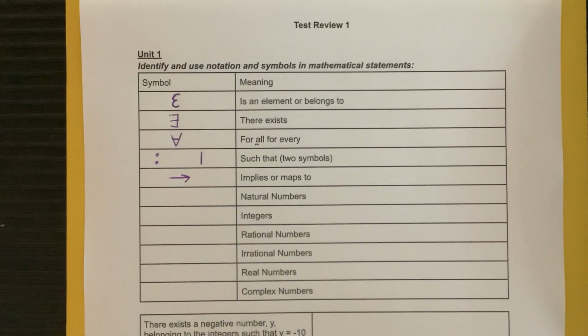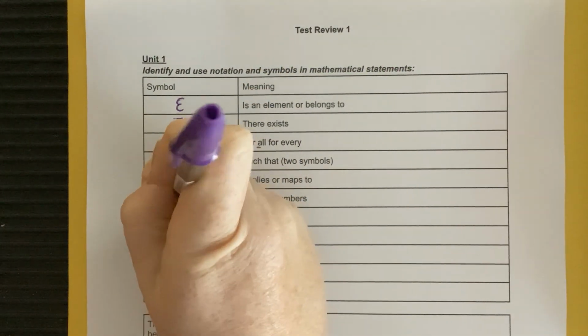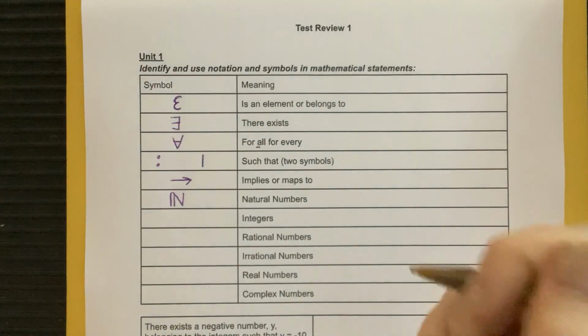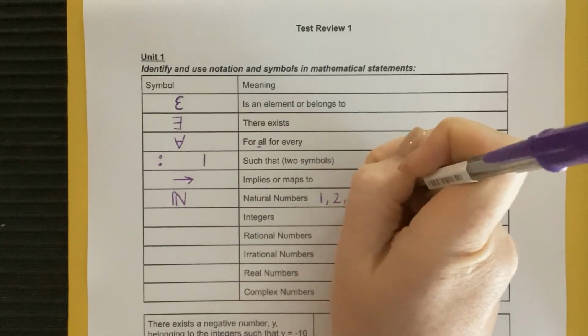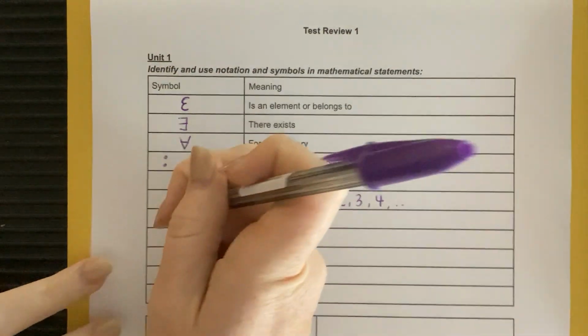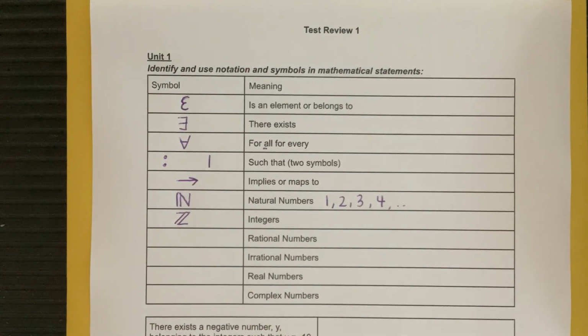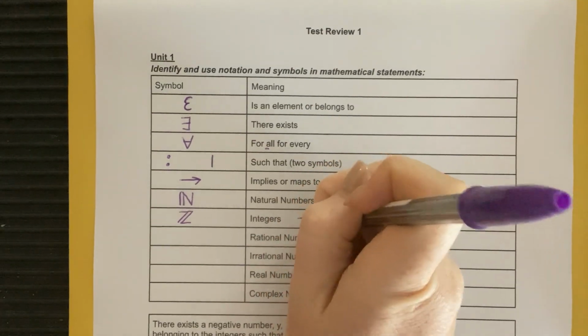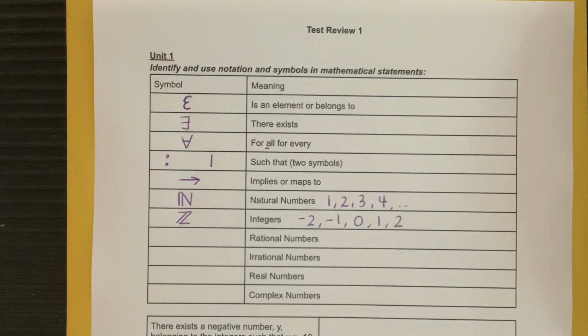So you have like the set of natural numbers, integers, rationals, so on and so forth. So natural numbers is going to be that double bar N, like that. Your natural numbers are like your counting numbers. So 1, 2, 3, 4, so on and so forth. Next one is your integers. So that's this double bar Z. So it looks like that double bar Z. Your integers include your negative numbers and your positive numbers. So -2, -1. It also includes 0, 1, 2, so on and so forth.